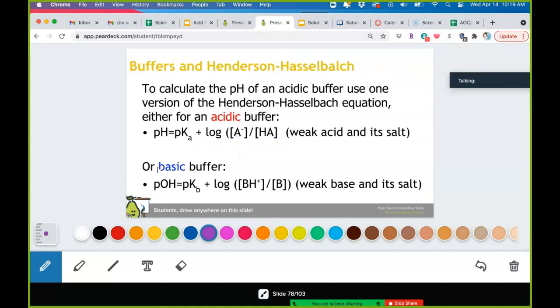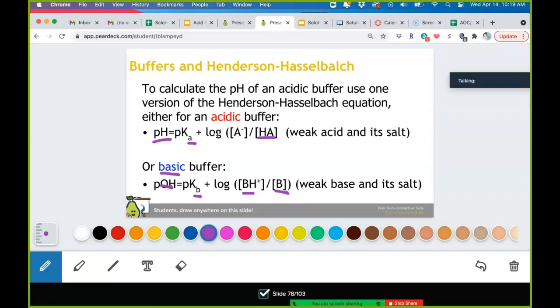Now, a basic buffer is possible as well, and all they've done is replace all of the acidic parts with basic parts. Instead of pH, it's pOH. Instead of Ka, it's Kb. And then notice that you have the weak base on the bottom, just like you had the weak acid on the bottom, and its conjugate, or the salt, on the top. Why is this BH plus? Well, because bases accept hydrogen ions, so that's why its conjugate looks like that.